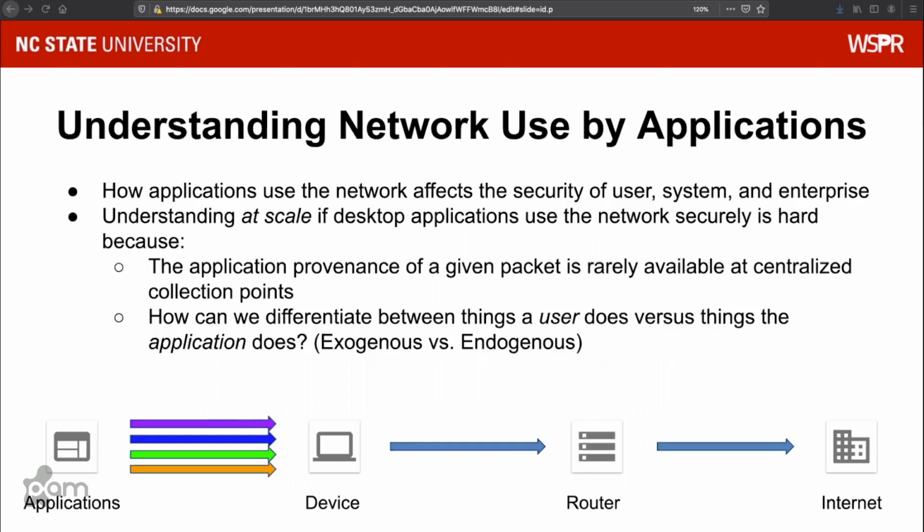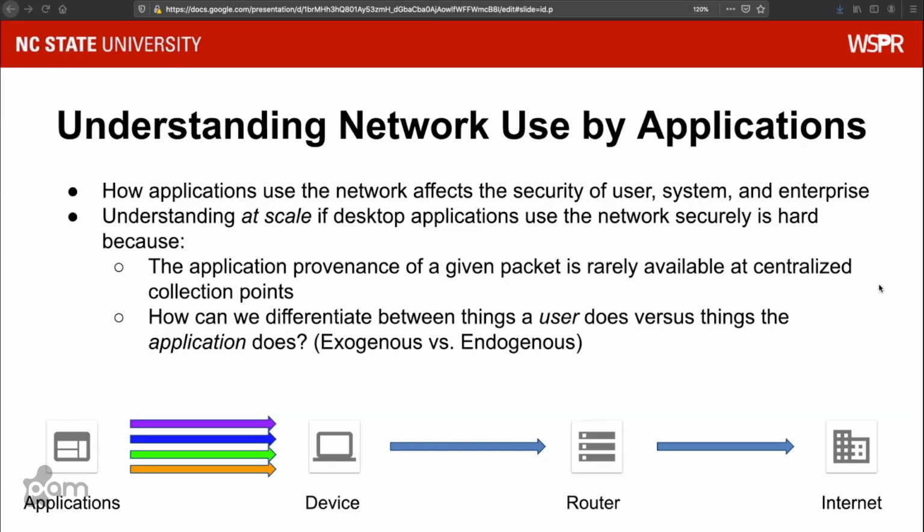Understanding how applications use the network affects the security of the user, the system, and the enterprise. Understanding at scale if desktop applications use the network securely is hard because the application provenance of a given packet is rarely available at a centralized collection point. As we see in this picture below, applications generate their own network traffic. At the device level, we can see which applications are generating what traffic, but as that goes to the network, we lose that detail. By putting our collection point on the host, we're able to maintain that granularity.